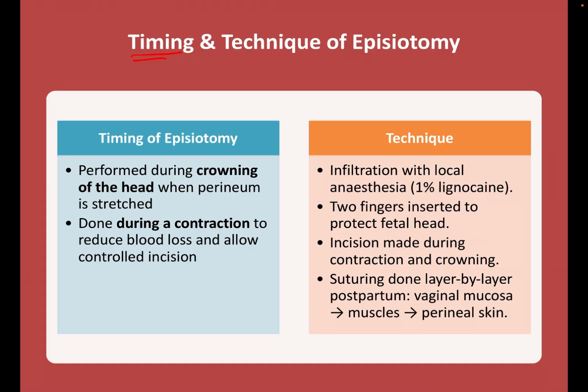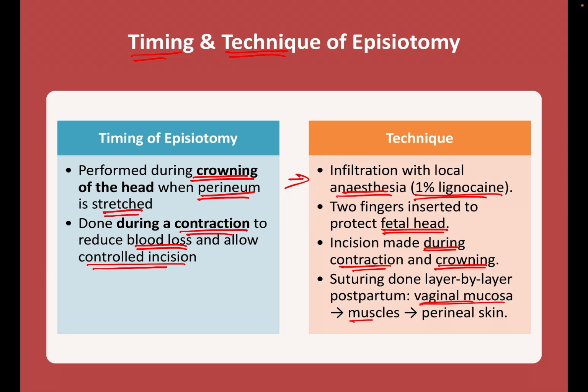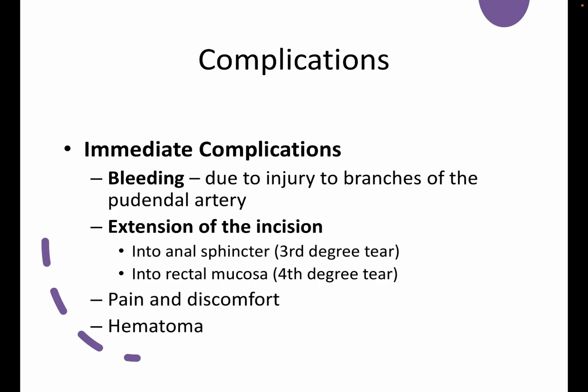Regarding the timing and technique of episiotomy, it is performed during crowning of the head when the perineum is stretched, and done during contraction to reduce blood loss and allow a controlled incision. It is done after infiltration with 1% local anesthesia. Then two fingers are inserted to protect the fetal head. The incision is made during contraction and crowning only. The suturing is done layer by layer postpartum: first vaginal mucosa, followed by muscles, followed by perineal skin.